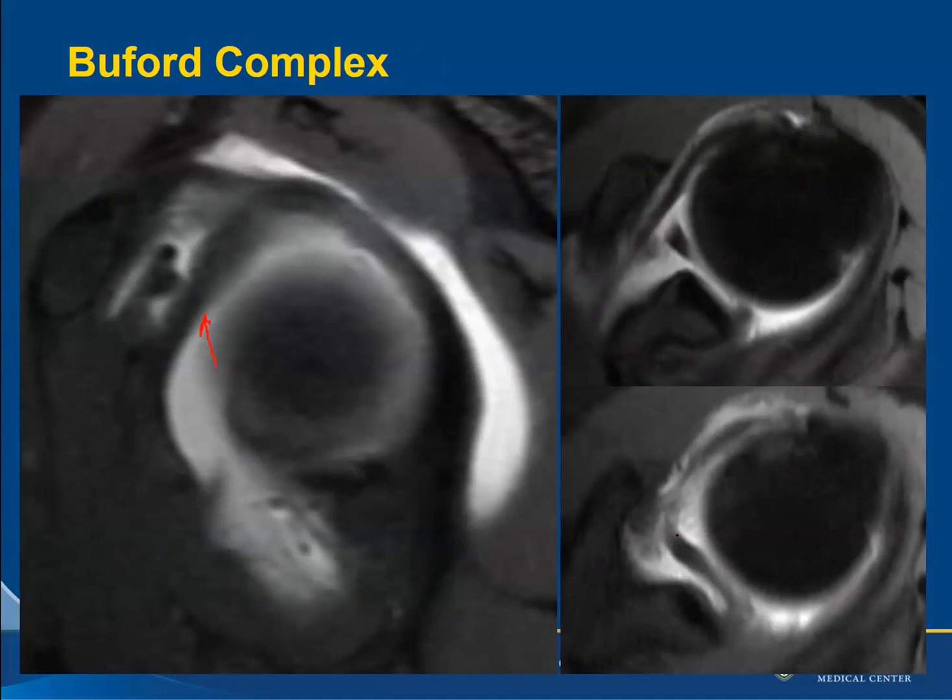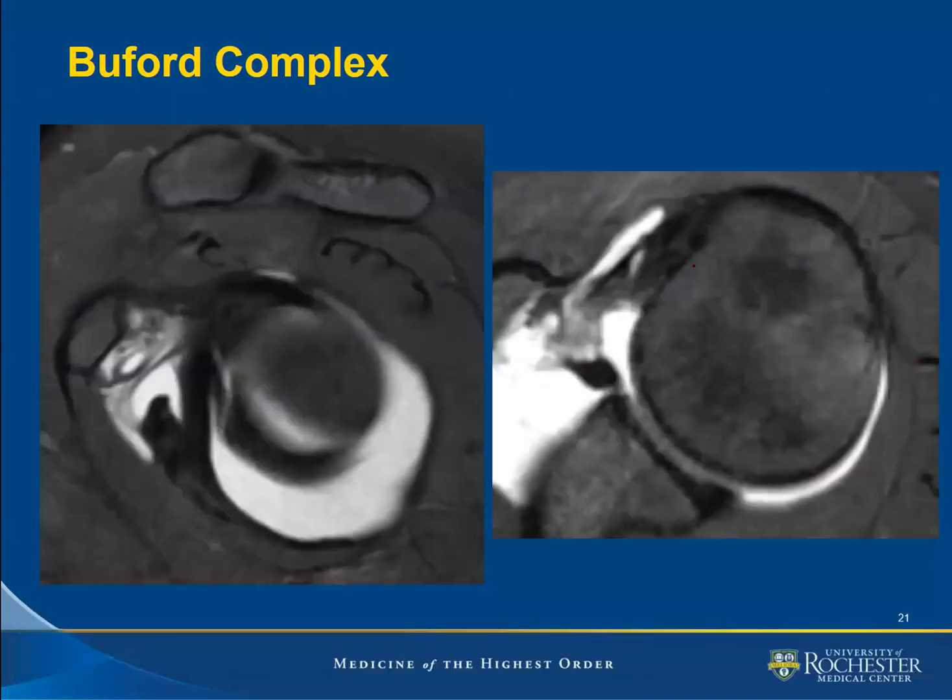So on these sequential axial images, we could see that thickened or cord-like middle glenohumeral ligament. And here we could see that middle glenohumeral ligament merging with the superior labrum. And we could see that there was absence of the anterosuperior labrum. Another example of a Buford complex, we could see that cord-like or thickened middle glenohumeral ligament, which is nicely demonstrated in this axial image right here. And then we have absence of the anterosuperior labrum.